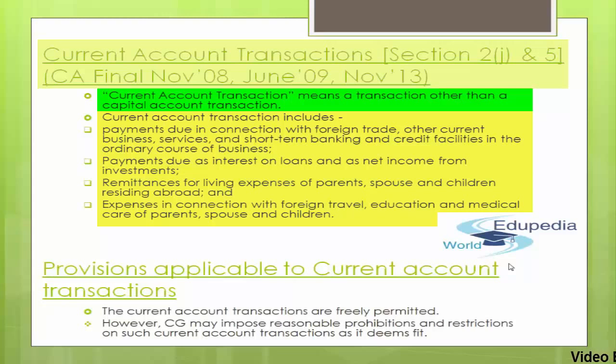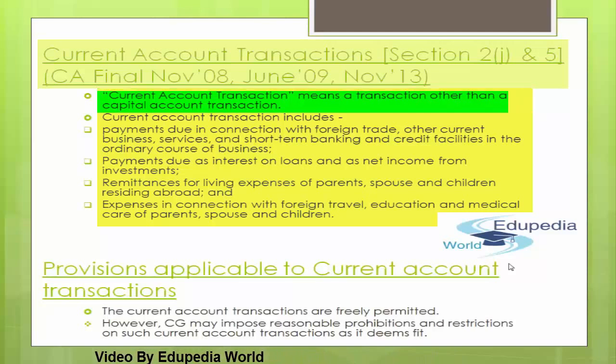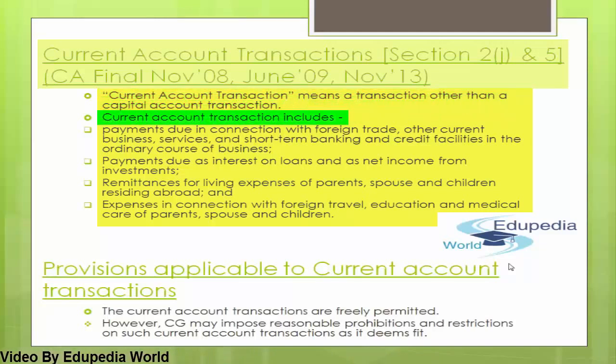And it is written over here as "means." So remember guys, that's not "includes." That means this is it and that's it. So means a transaction other than a capital account transaction. So what does a current account transaction usually include?